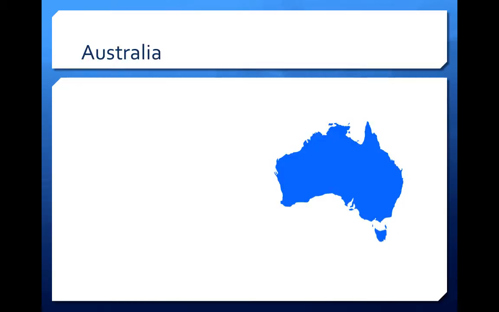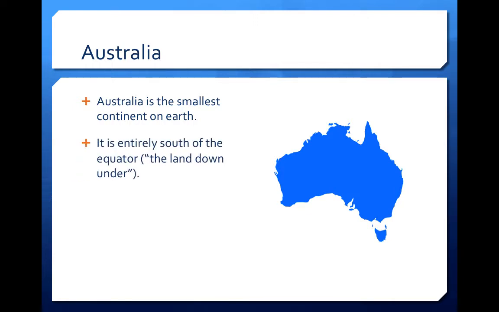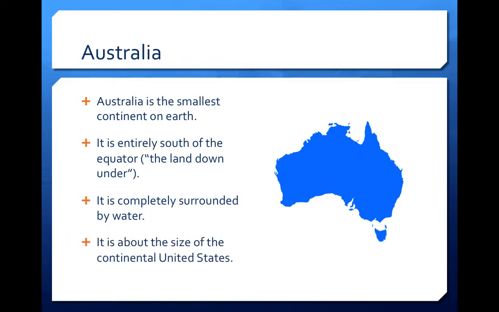Australia is a part of Oceania. Australia is the smallest continent on Earth. It is entirely south of the equator, hence its nickname, the land down under, and it is completely surrounded by water. And it is about the size of the continental United States.